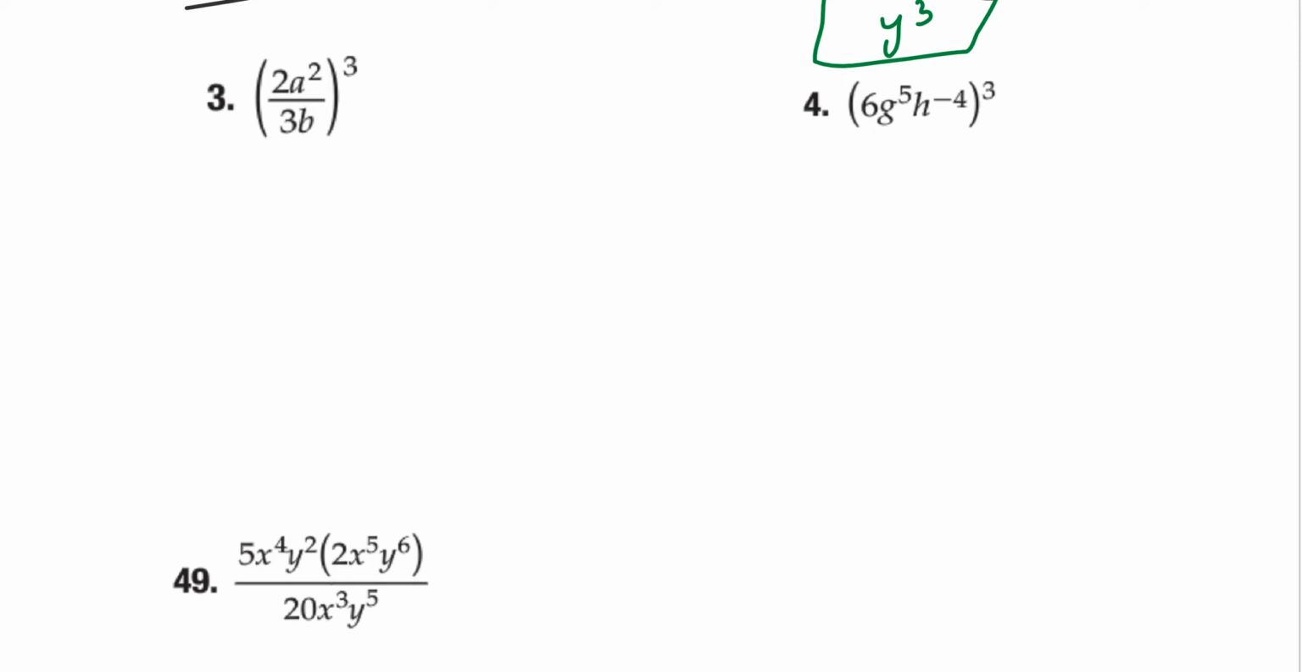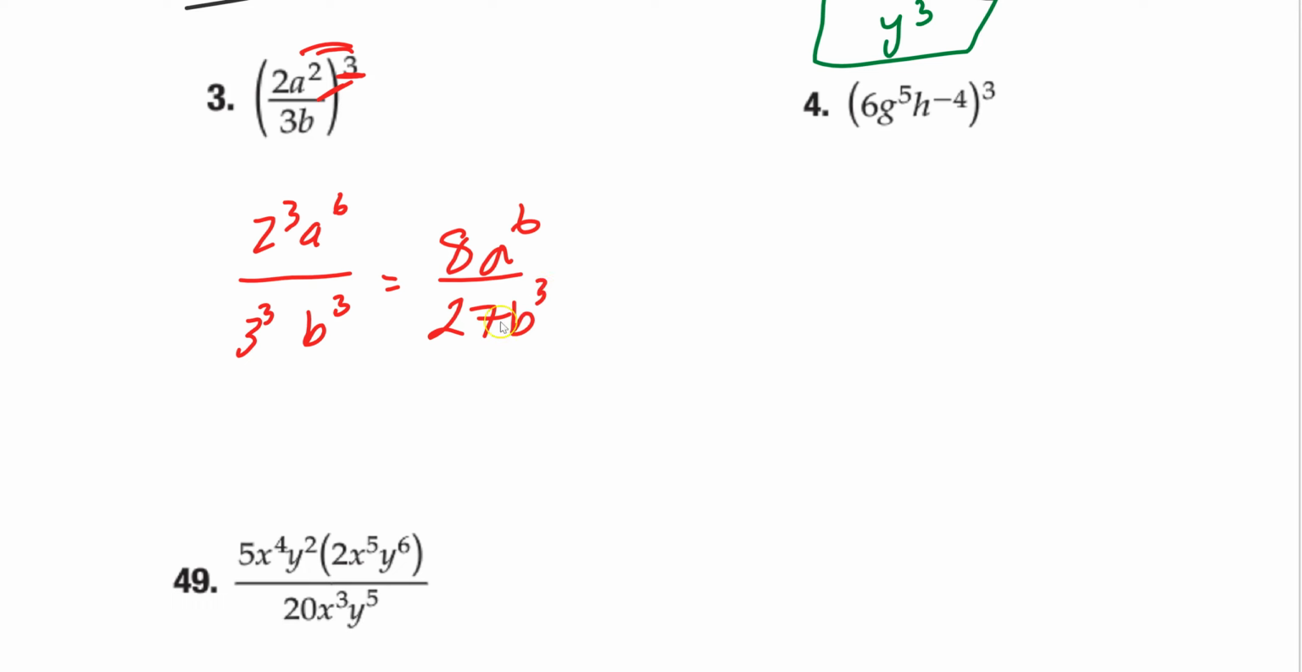If I'm doing the next one, I could distribute that 3 to everything. So it's going to be 2 cubed a^6, over 3 cubed b cubed. I get 8a^6 over 27 b cubed.